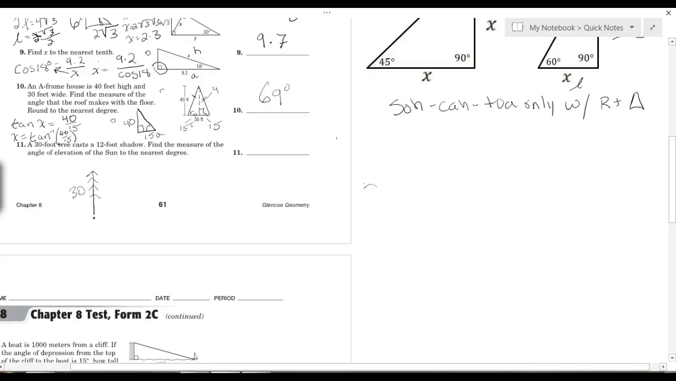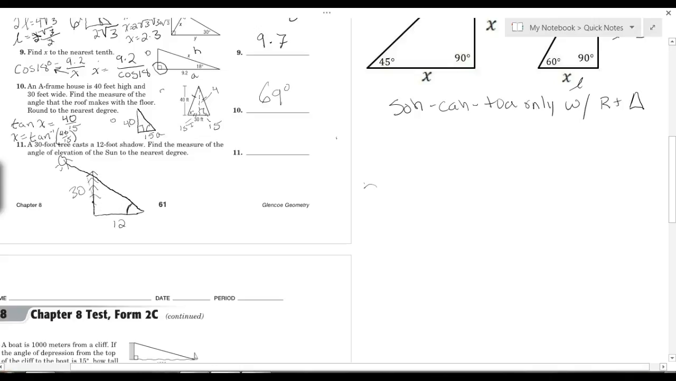It casts a shadow that's 12 feet. And it wants to know what is the angle of elevation of the sun to the nearest degree. Remember, angle of elevation is always above my horizontal. So that means I'm finding this angle right here, that when the sun comes through the tree and it casts the shadow, it's formed right here.